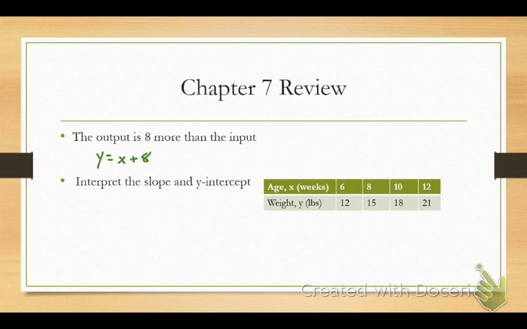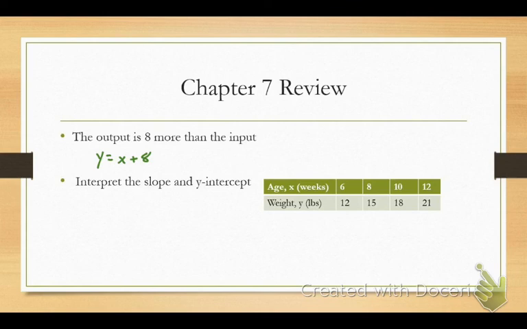Okay? So, how can I write a function from the table? How can I write a linear function from a table of values? What 2 pieces of information do I need to write a linear function? I need the slope and the y-intercept. I need m and b.